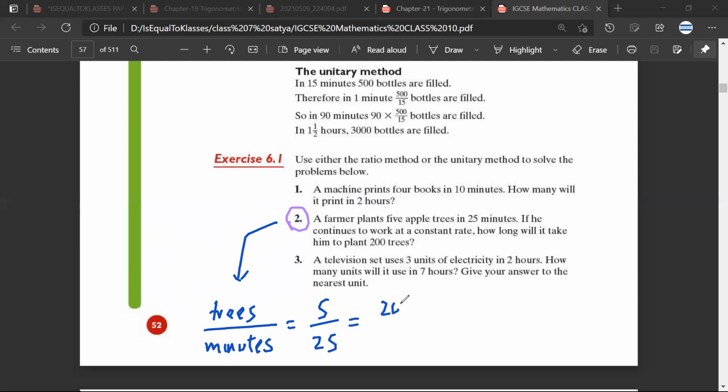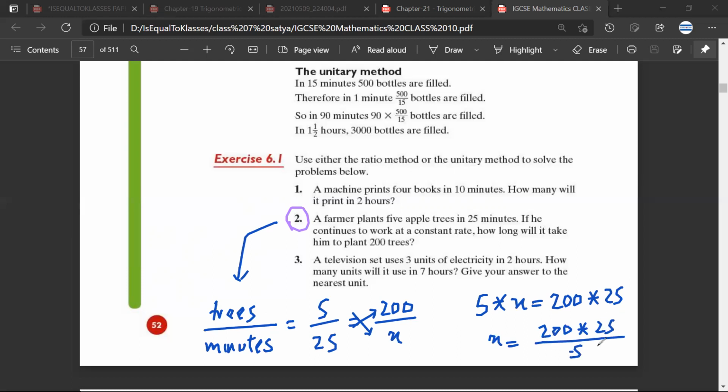So 200 divided by 5, that will be 40. So 25 into 40 equals 1000. So 200 trees will be planted in 1000 minutes. Satya, is it correct? Yes, sir. So how many minutes would be required? Sarthak, is it correct? Yes, sir.